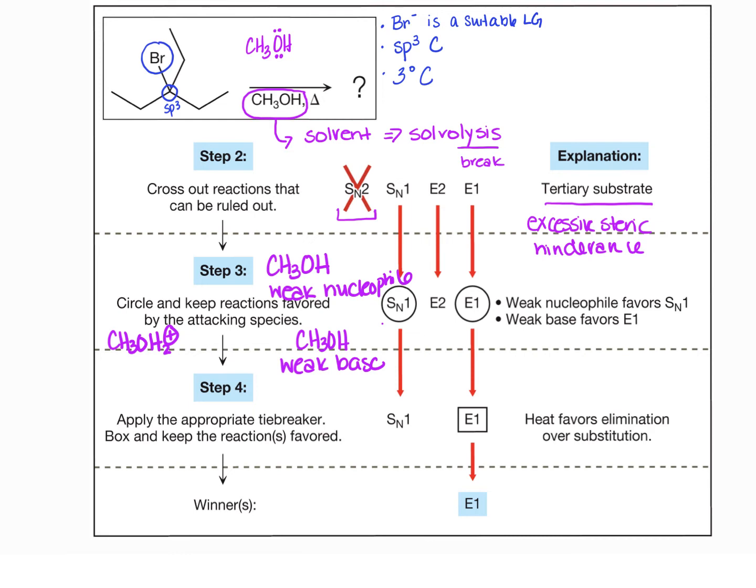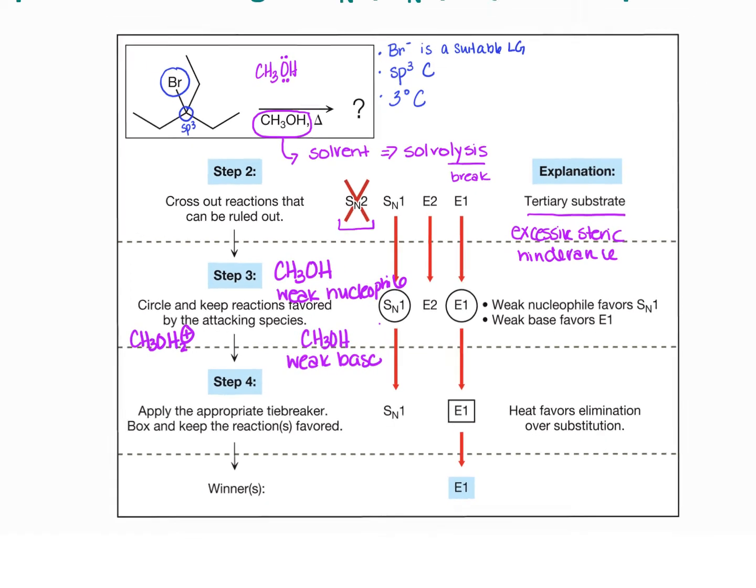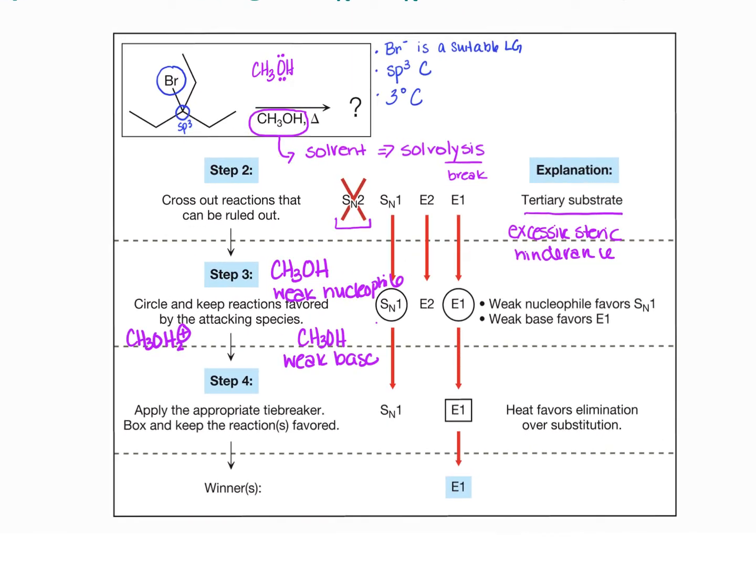The tiebreaker for this situation comes down to really whether heat is added. If we look back up here, there's that symbol, delta, right? And we know that delta means heat. And so in this situation, heat favors the E1 reaction, elimination over substitution, because of that increased entropy. And so we end up with our winner here, which is E1, okay?